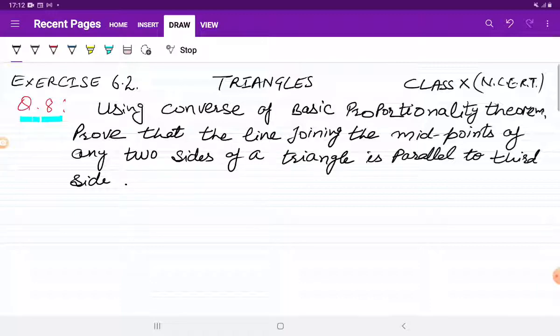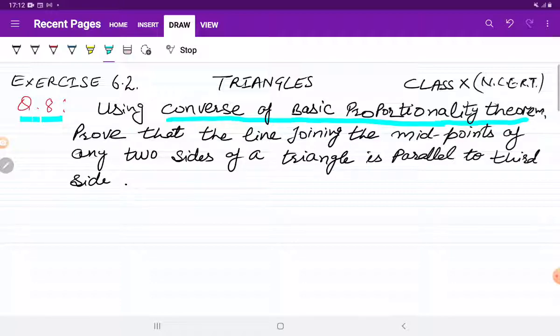So in today's session, I'm going to discuss question number 8. I'm going to solve question number 8 of the chapter Triangle, exercise 6.2 from 10th standard. We already discussed question number 7, in which we used the basic proportionality theorem. In this question, question number 8, we are going to use the converse of the basic proportionality theorem.